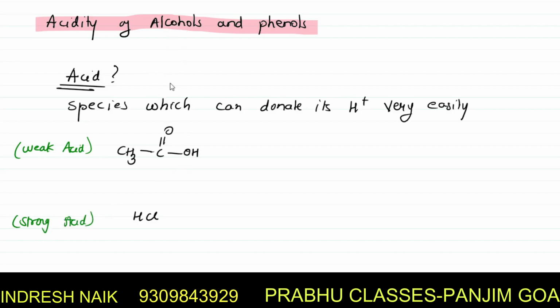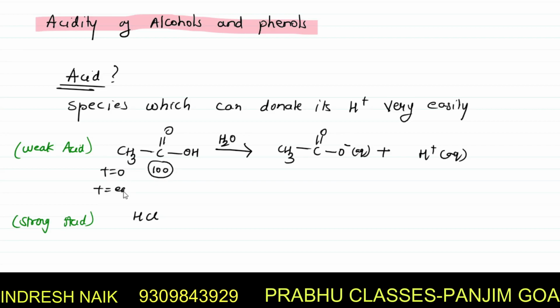Acetic acid is a weak acid because of how it dissociates. If I put this into water, what I'm going to get is CH3COO minus and an H plus, and I'm writing aqueous around this. Aqueous means water is surrounded around this H plus. If we start at time t equal to 0 with, let's say, 100 molecules, and at equilibrium, where the reaction goes to a maximum extent, you will find that only 5 out of 100 have dissociated. Means you are just getting 5 H plus.